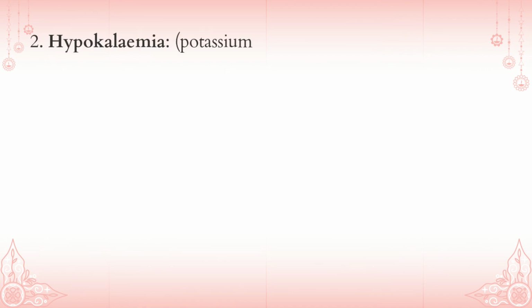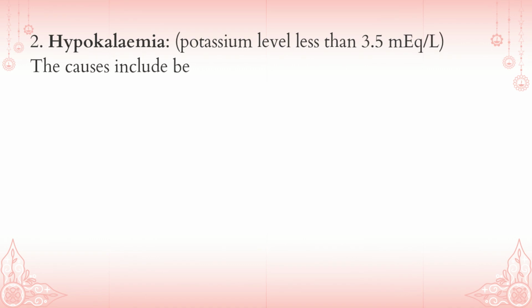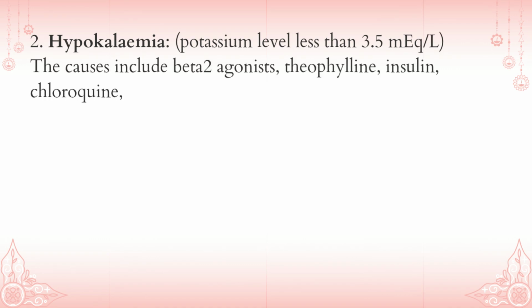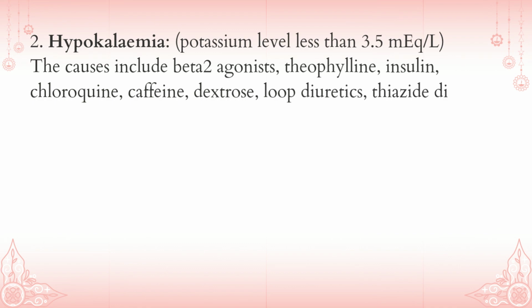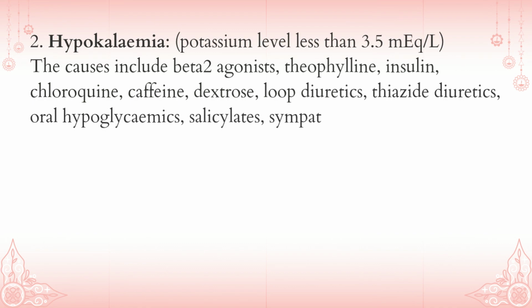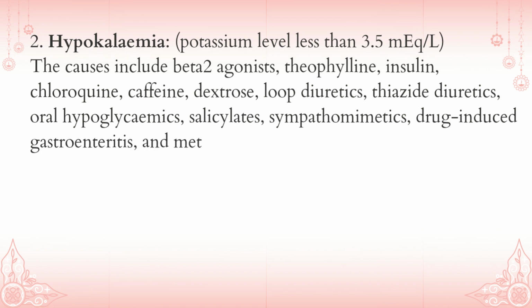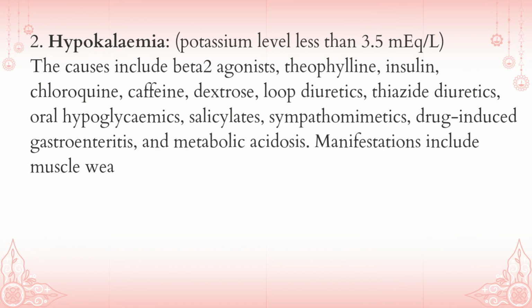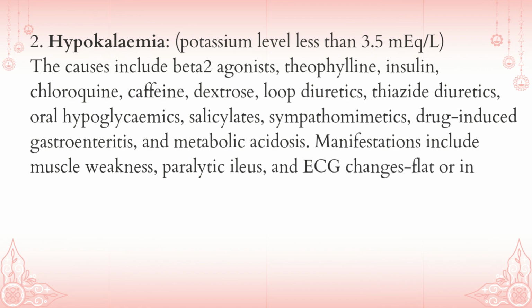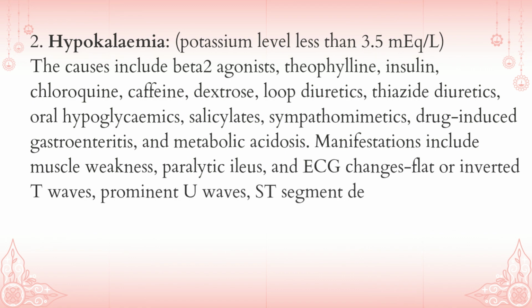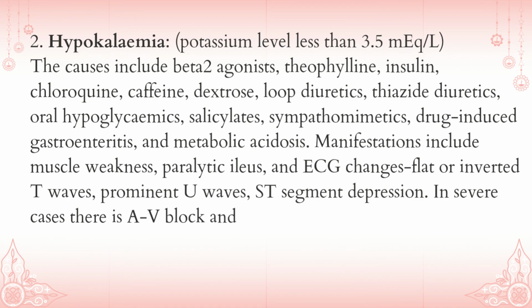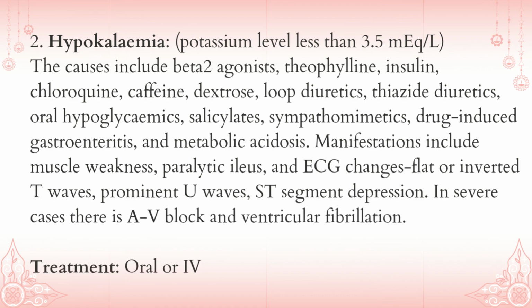2. Hypokalemia. Potassium level less than 3.5 meq/L. The causes include beta-2 agonists, theophylline, insulin, chloroquine, caffeine, dextrose, loop diuretics, thiazide diuretics, oral hypoglycemics, salicylates, sympathomimetics, drug-induced gastroenteritis, and metabolic acidosis. Manifestations include muscle weakness, paralytic ileus, and ECG changes: flat or inverted T waves, prominent U waves, ST segment depression. In severe cases there is AV block and ventricular fibrillation. Treatment: oral or IV potassium.